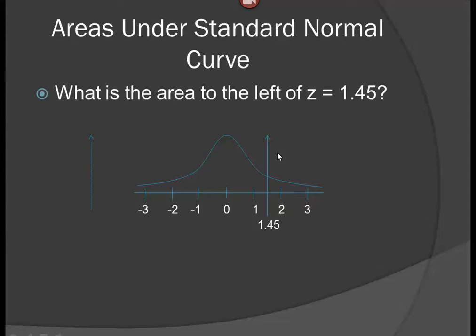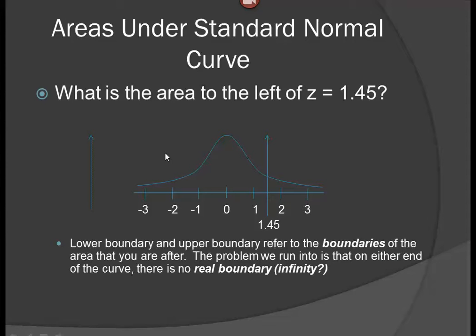Now, in putting in a lower and an upper boundary, the problem that we run into is that if we're going to the left of 1.45, our z-curve theoretically goes on for infinity. And so we don't have any real boundary on the left-hand side. We do have an upper boundary for this area we're after. Picture that we're finding this area that I'm moving my cursor around. So the left-hand boundary becomes a problem because we do not have a button for infinity.